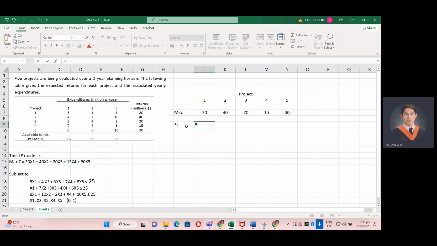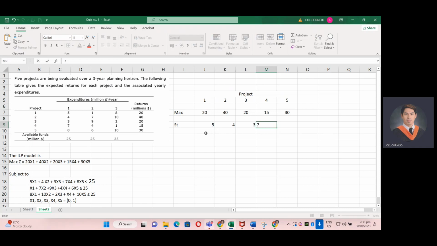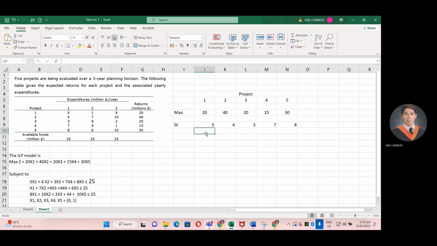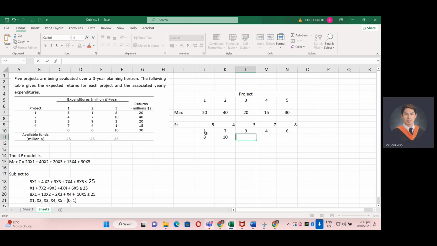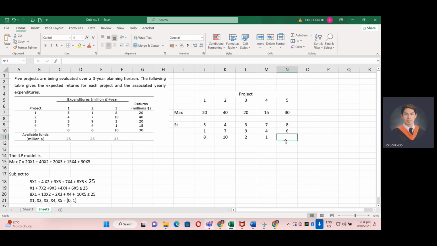Then so we have subject 2. So we have 5. You need to input all coefficient values. So we have 5, 4, 3, 7, and 8. So 1, 7, 9, 4, 6, 8, 10, 2, and 1. And so we have that.